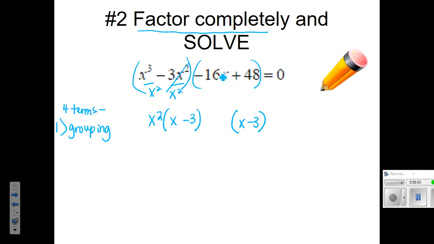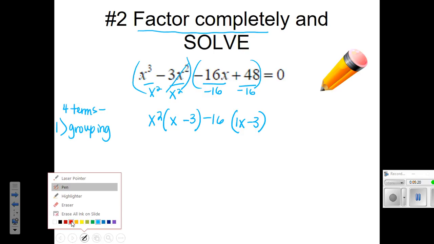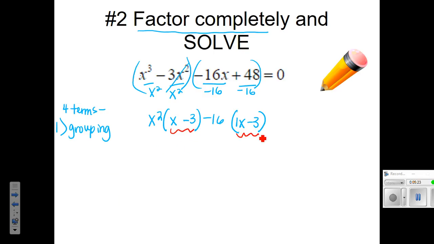So what do I need to divide out of negative 16 and 48? Negative 16. Okay. So negative 16 divided by negative 16 is 1x, and 48 divided by negative 16 is negative 3. Now that those two are the same, then the factors for this problem are x minus 3 and x squared minus 16. So x squared minus 16 and 1x minus 3.